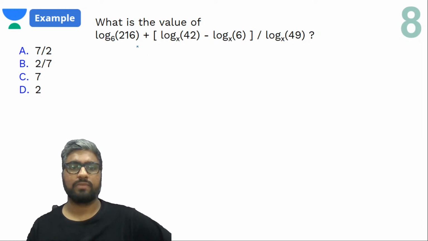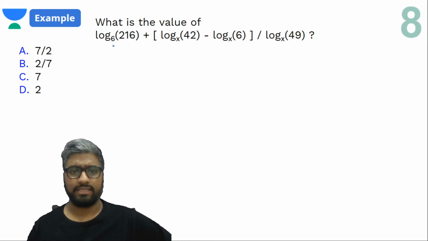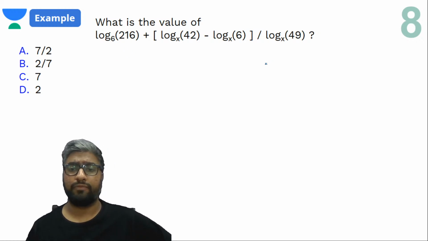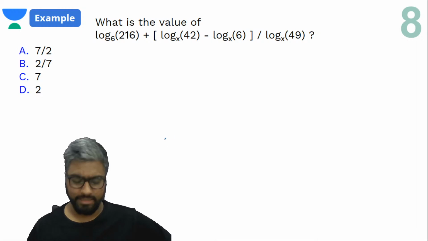Yeah, how about this one? Log 216 to the base 6. This is the only weird term here, different term here. Everything else has the same base. You can try this out as two different expressions and then combine them towards the end. What is the answer here?